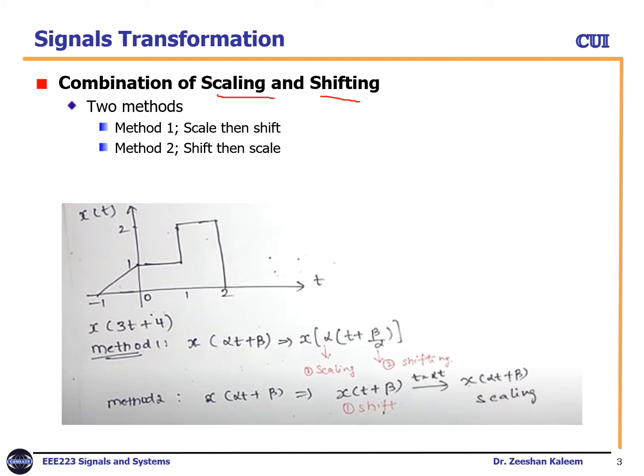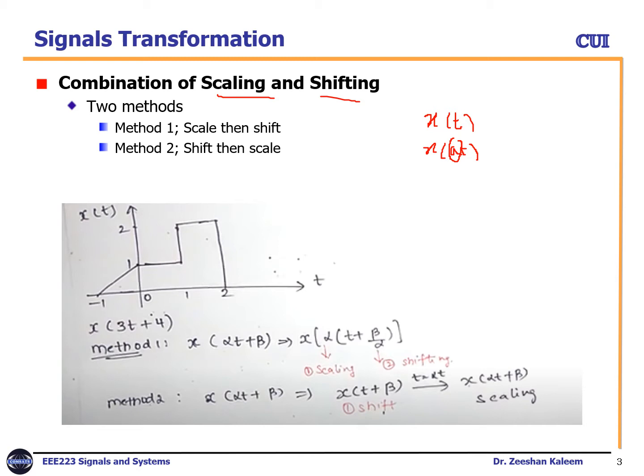As we already discussed, for the scaling, if we have some signal x of t and we would like to scale that one, for example, we have a signal x of at. So if a is greater than 1 here, it means that we are compressing the signal, and if a is less than 1, then it means that we are expanding the signal. We already studied this property.